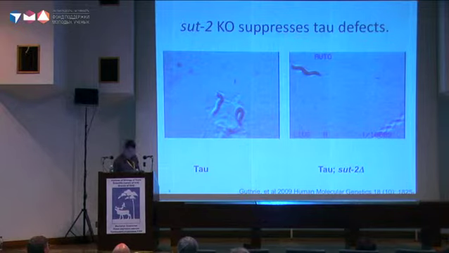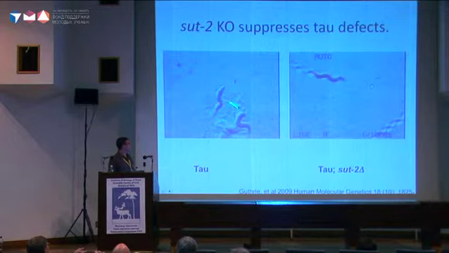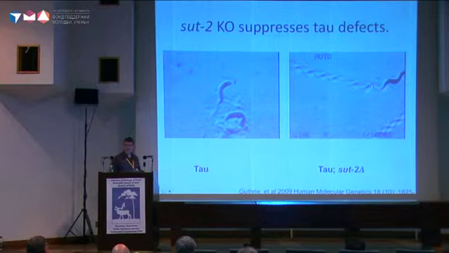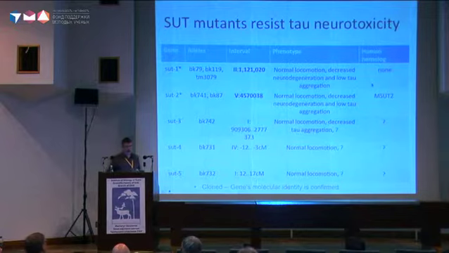And shown here, I'm going to show you a little movie. So on the left are the tau-unc worms. If you've seen enough worms at this point, I think you can appreciate these guys are not moving normally. They are not paralyzed completely, at least at this day 1 adult age, but they obviously have some serious locomotion problems. So here's the same tau strain with a SUT2 mutation, and you can see it gets around the plate pretty normally. They're not quite wild type, but pretty close. So SUT2 suppresses the behavioral defects we see in tau.